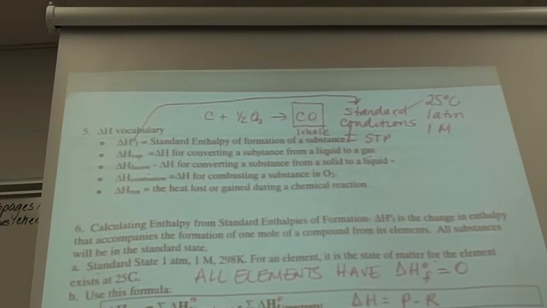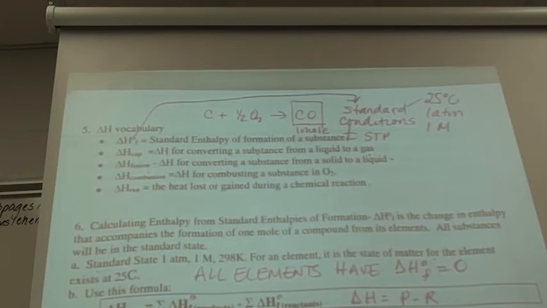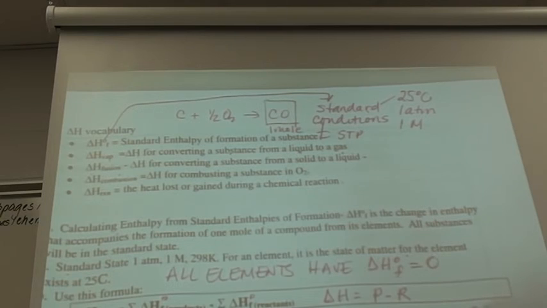Now, if in a reaction you have 2 moles of something, you have to multiply delta H naught of formation by the same coefficient, which would be 2. So if 1 mole of water, when it's a liquid, has a delta H of formation of this, 2 moles would have 2 times that. Got it?